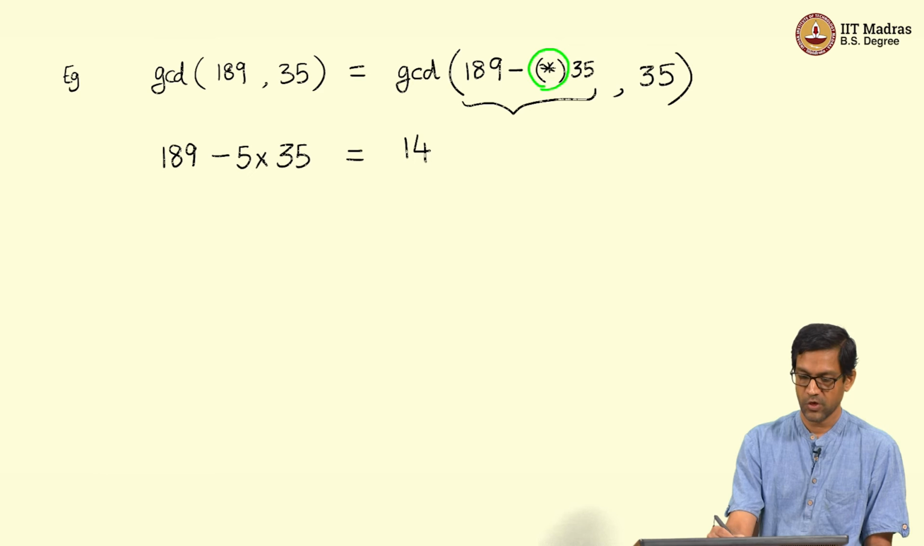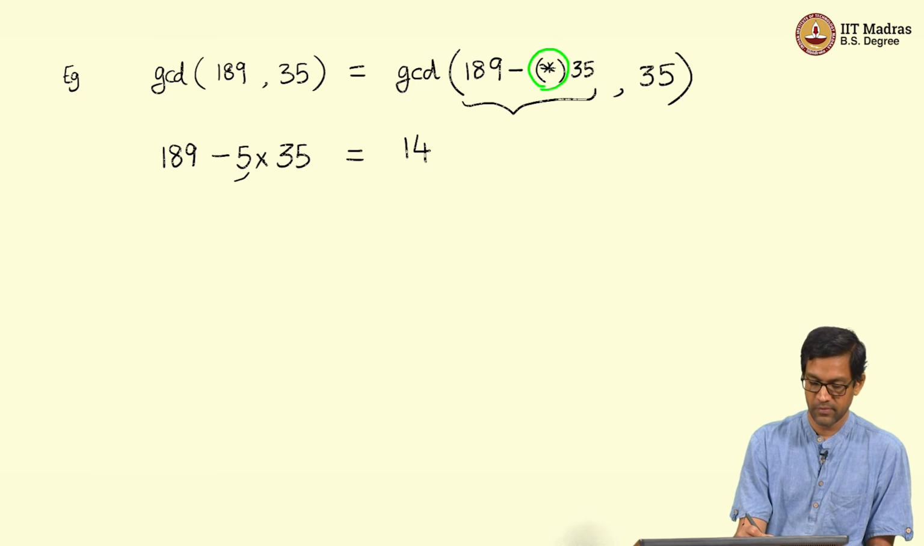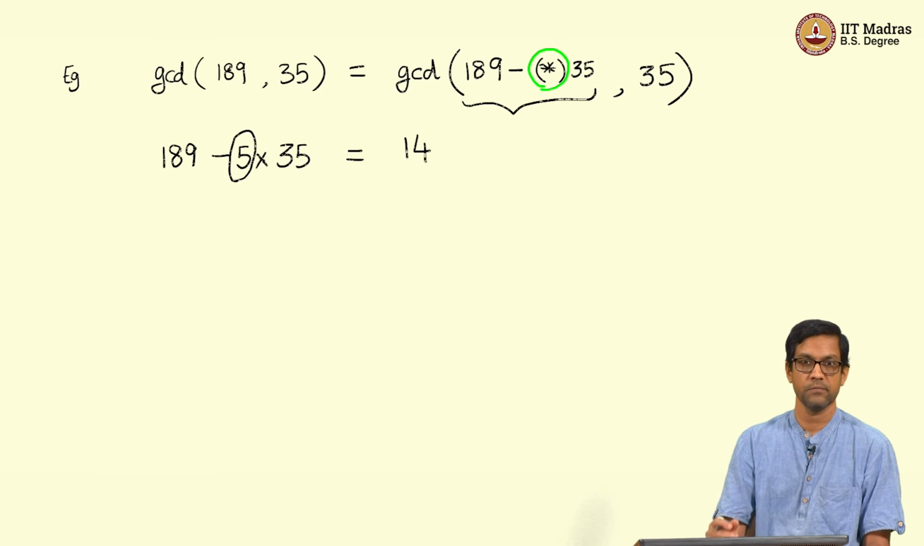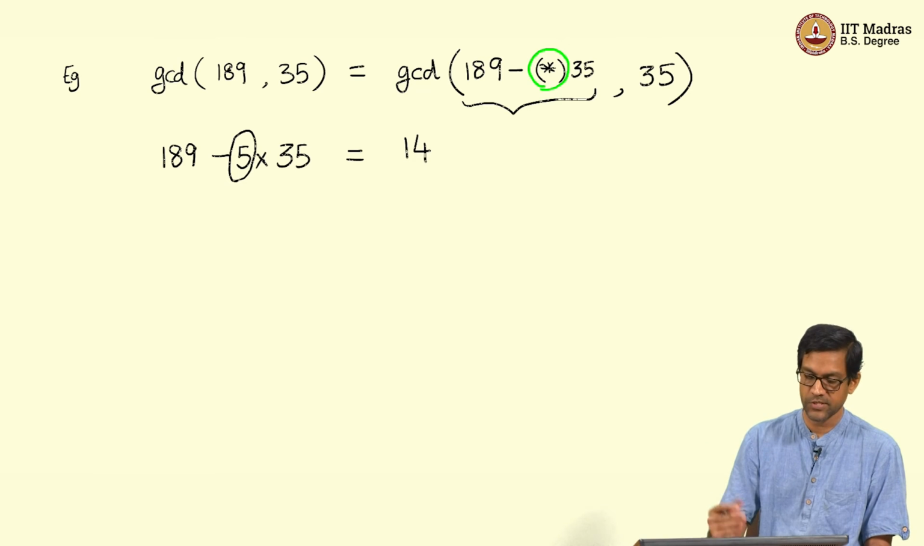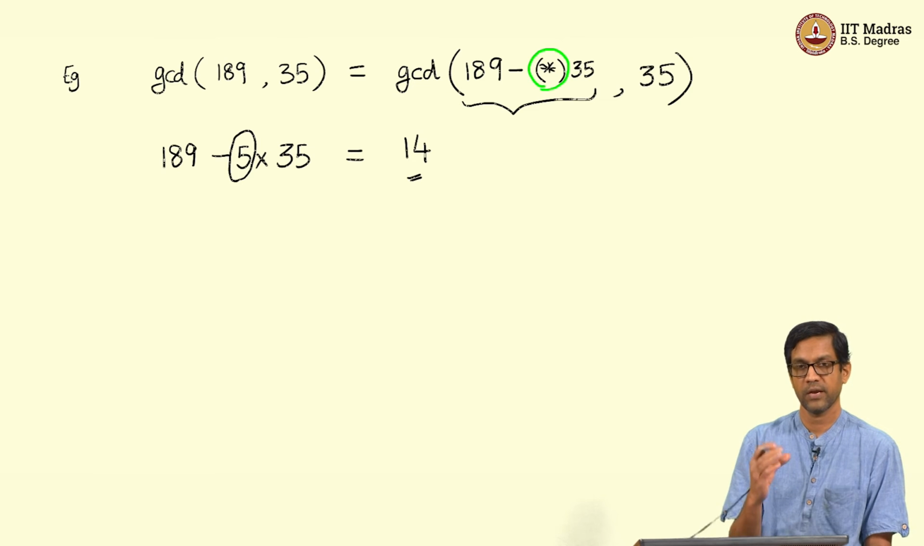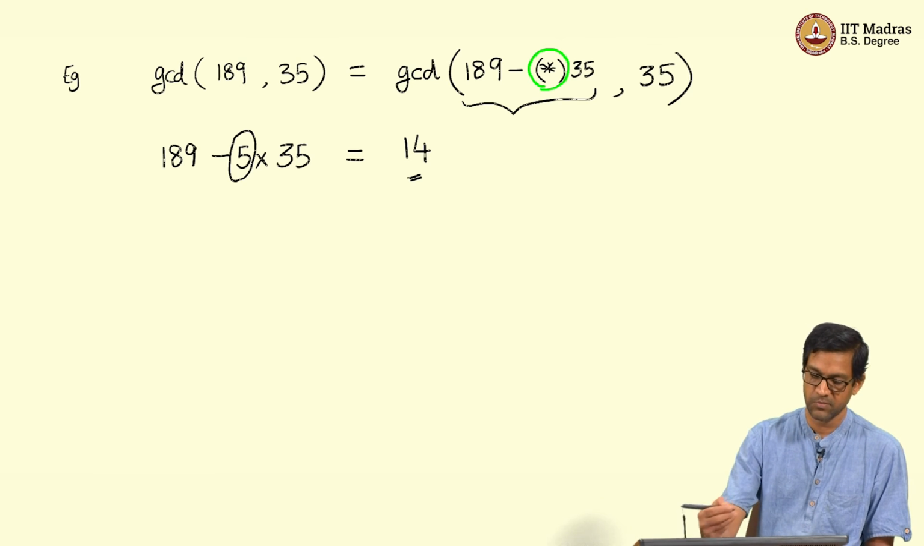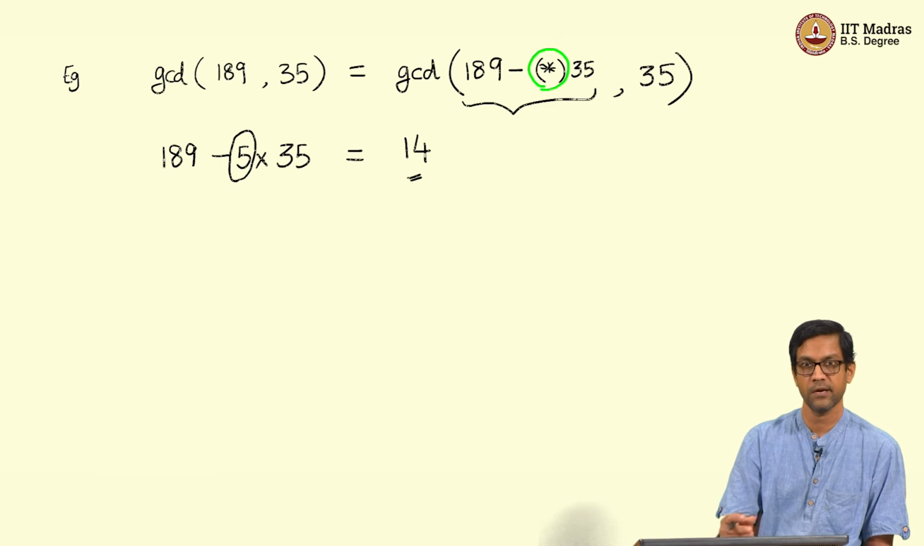And if you think about it for a little bit, if instead of 5 I replace 5 by any other number, smaller than 5 or larger than 5, then the number that I am going to get here, I mean this number could become negative, but whatever it is in absolute value, you can never get anything better than 14. You are always going to generate numbers which are bigger than 14 in absolute value. Somehow this is the best possible number that you can generate in the form 189 minus some multiple of 35.